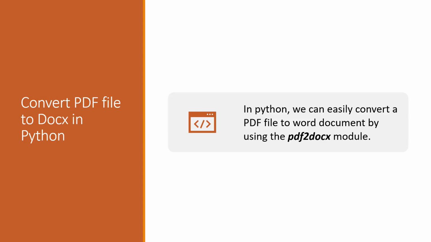So in Python, we can easily convert a PDF file to a Word document by using the pdf2docx module. Now, by using this module, there are two ways to convert a PDF file into a Word document. But as this pdf2docx module is a third party module, we need to first install it in our system. And how can we install it? For this, we will use a simple pip command. Let me show you this command.